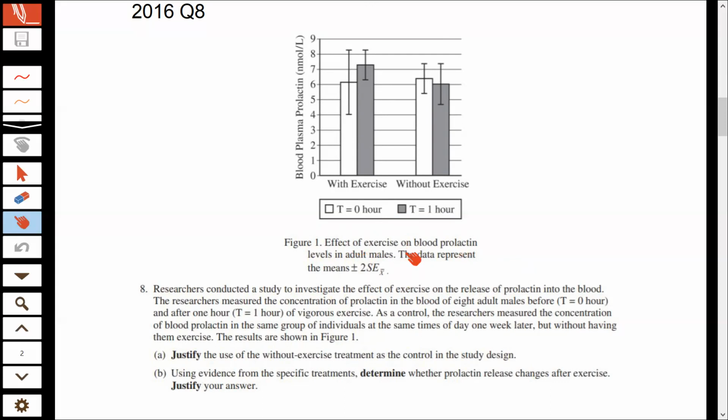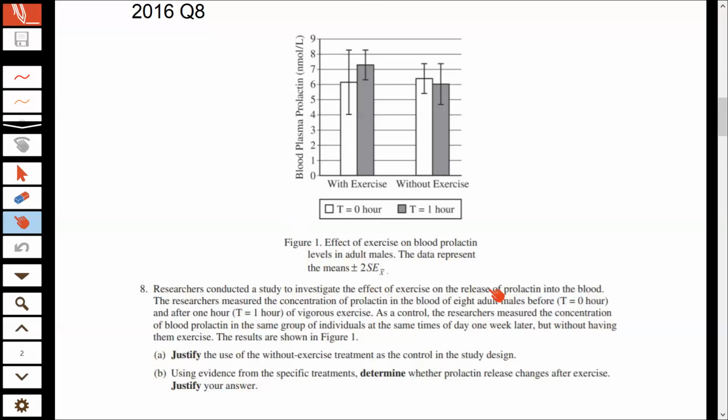And it says the data represents the means plus or minus 2 standard error of the mean. So that's the measure of uncertainty. They're not using the standard deviation. They're using the standard error of the mean, right? And they're doing plus or minus 2 standard error of the mean to show the uncertainty in this data, right? And so it's sort of just understanding qualitatively what the standard error of the mean is sort of talking about.